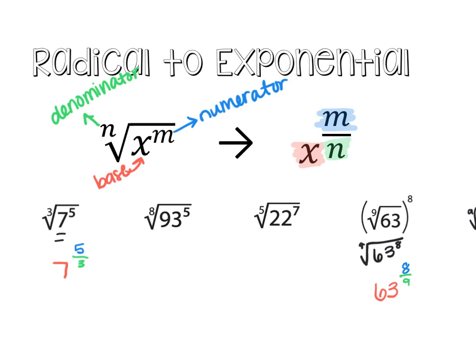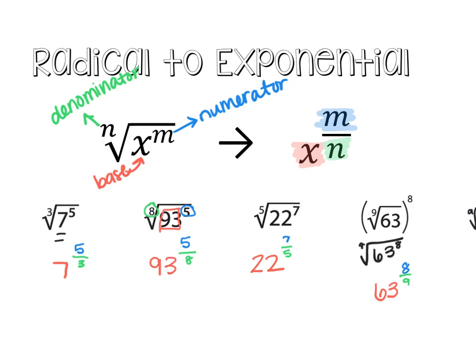Okay, so going over those middle two. On that second one, I know I'll have a base of 93 because that's my radicand. I'll have a numerator of 5 because that's my power. And I'll have a denominator of 8 because that's my index. So that's 93 raised to the 5/8 power. On the next one, I'll have a base of 22, a numerator of 7, and a denominator of 5.